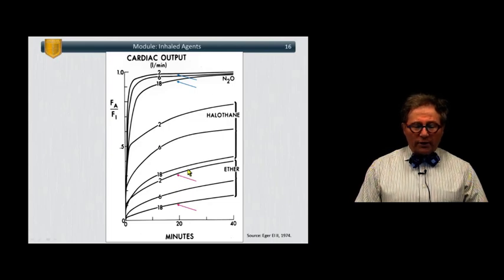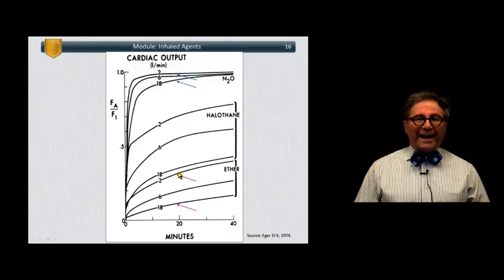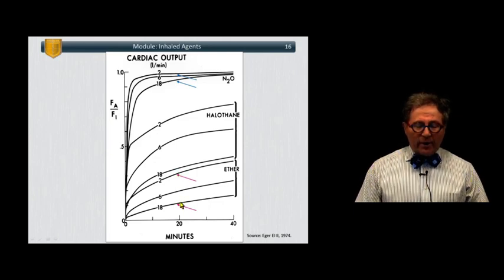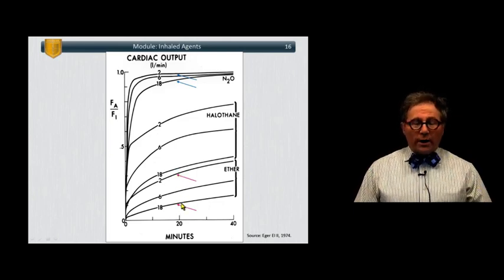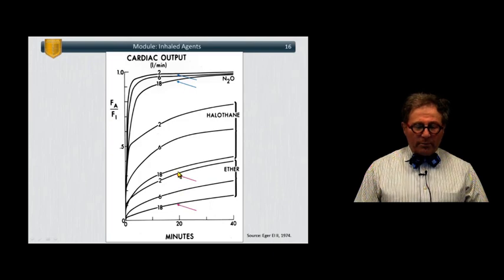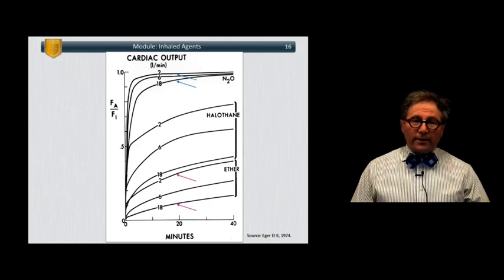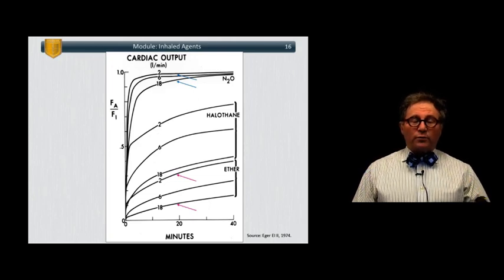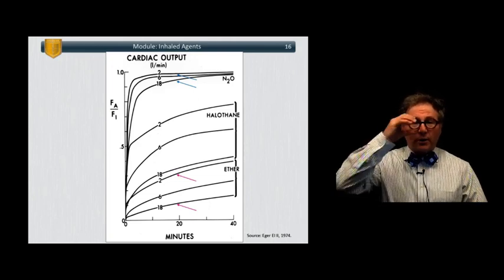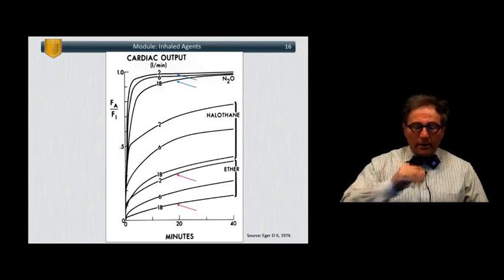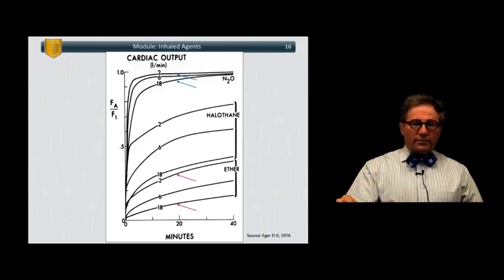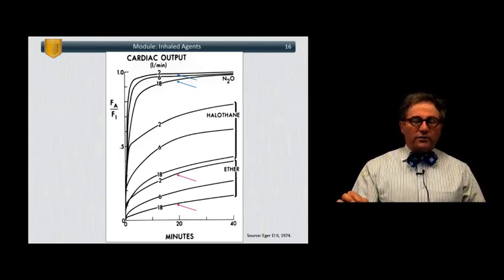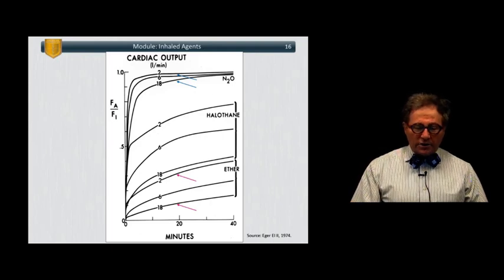But if you look at the more soluble agents, we have almost a threefold greater increase in the FA over FI in a low cardiac output state, shown here in the pink arrows. So a patient who's in heart failure or whose myocardium is not functioning very well at all is much more sensitive to the more soluble agents and the myocardial depression that may ensue.